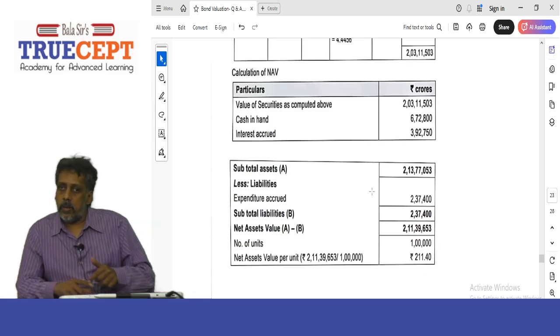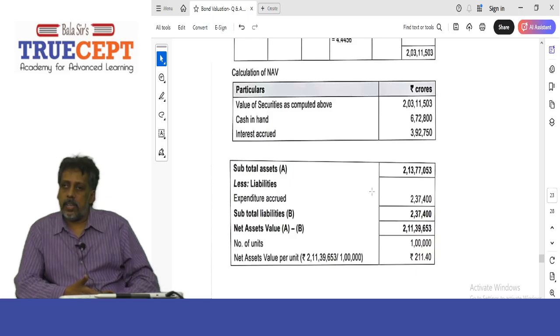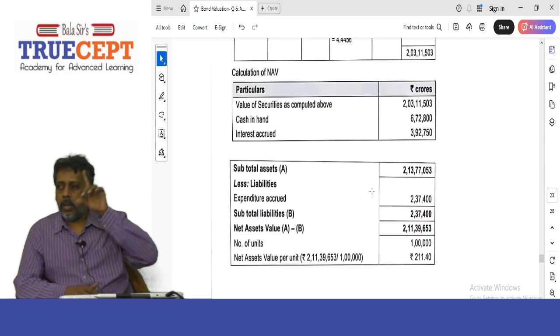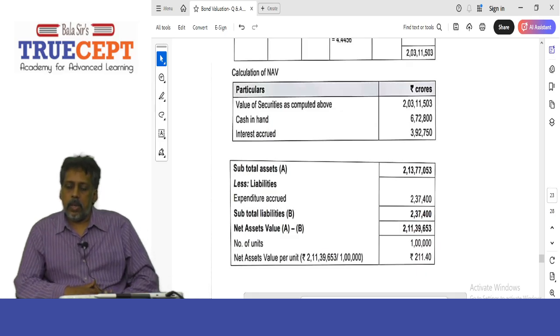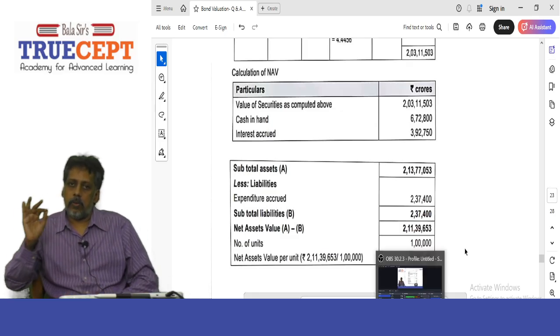After minusing, what is the net amount you get finally? 2,11,39,653. And divide that by 1 lakh units outstanding. You'll get the NAV per unit. How much? 211.4. That is all, guys. Is that fine? So learn this example really well for your examination. Very, very important. You can pause the recording and jot down the solution.